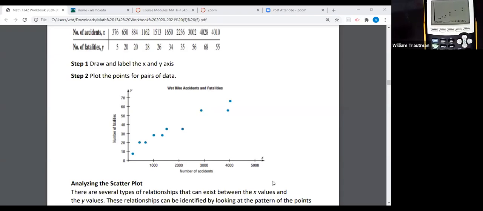It's set up like the homework. All right. Back to the workbook. All right.